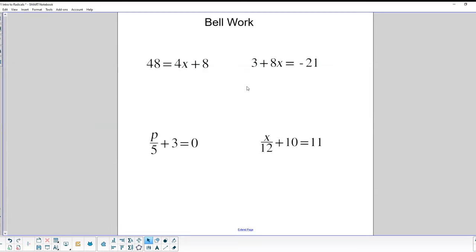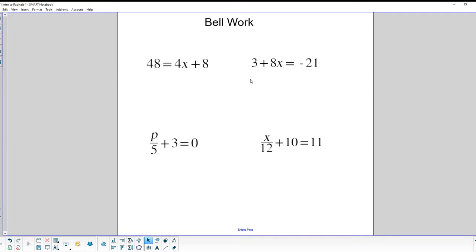All right, let's get started. We're going to start a new topic today that is one of my favorites, and it's about radicals. And so we're going to introduce this terminology of radicals to you. But first of all, we got a couple of bell work problems.